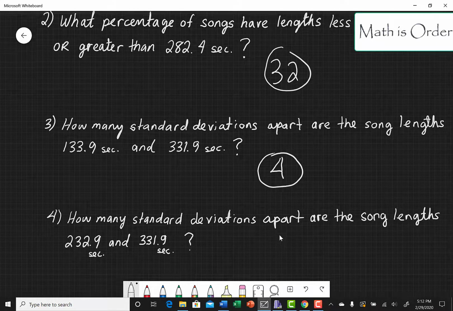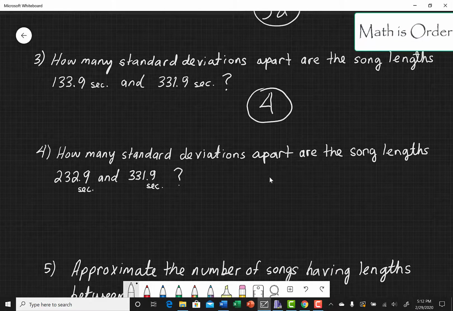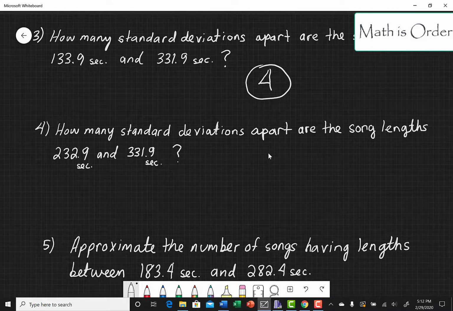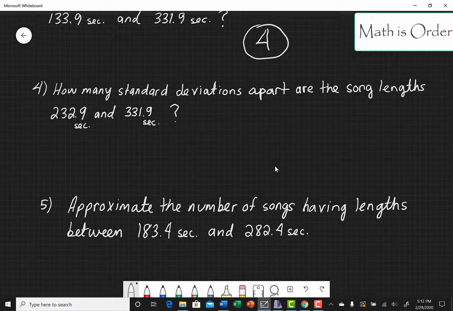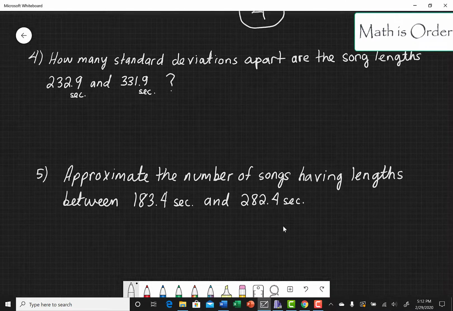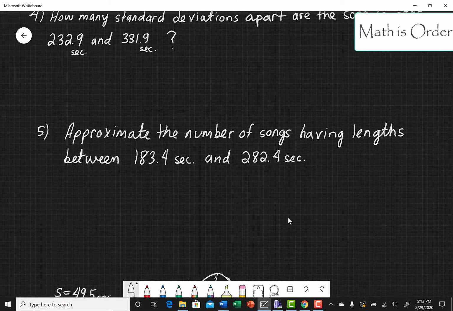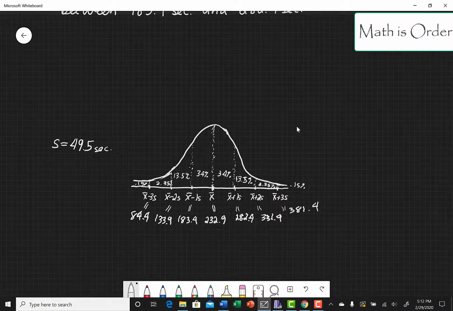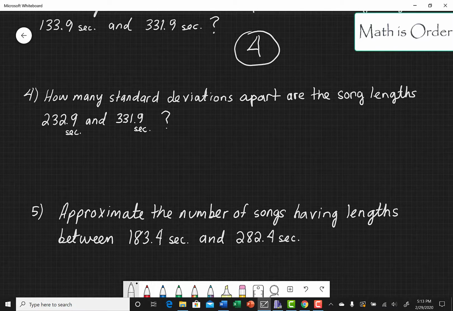How many standard deviations apart are the song lengths 232.9 and 331.9? So you can see we go 1 standard deviation, 2 standard deviations. So the answer is 2 standard deviations.